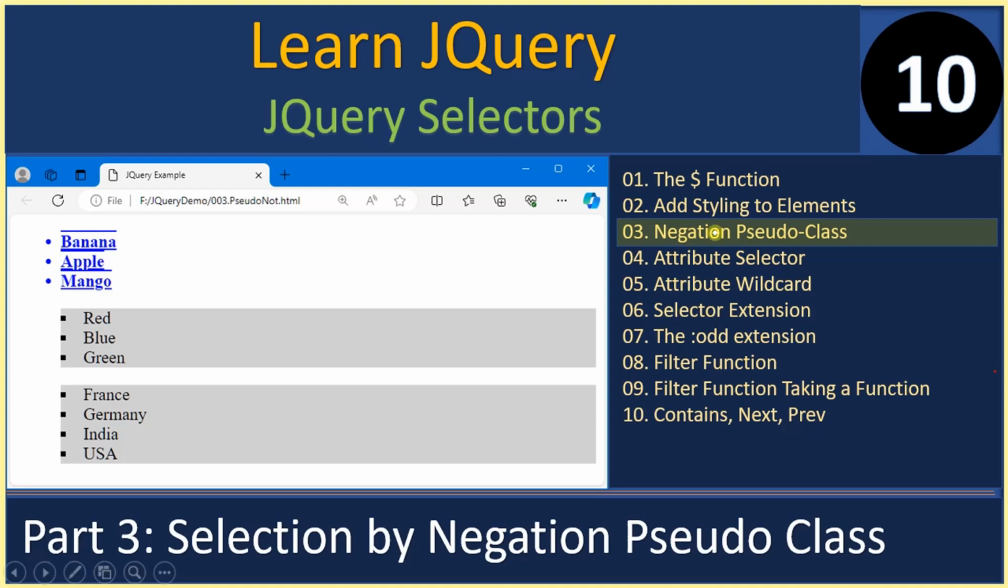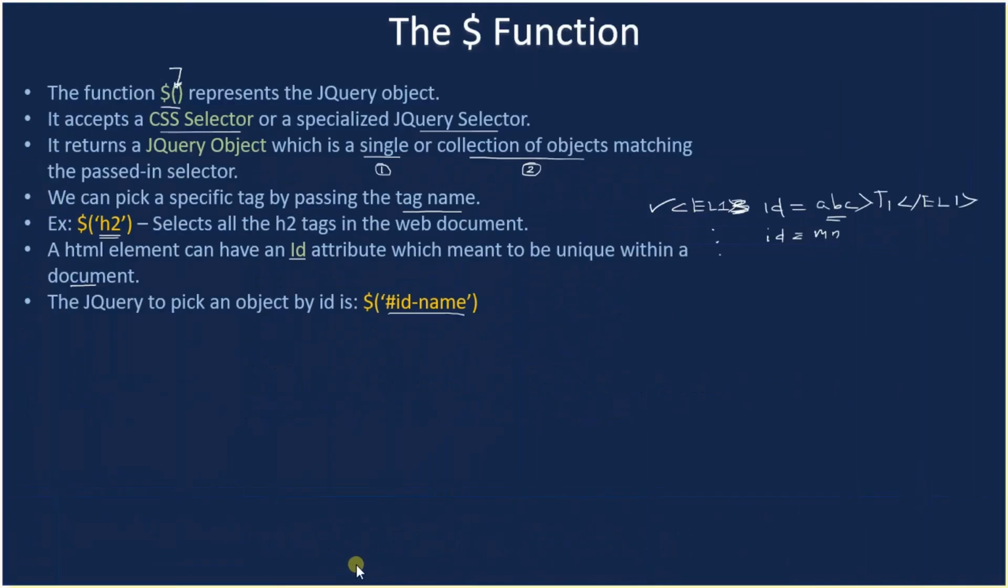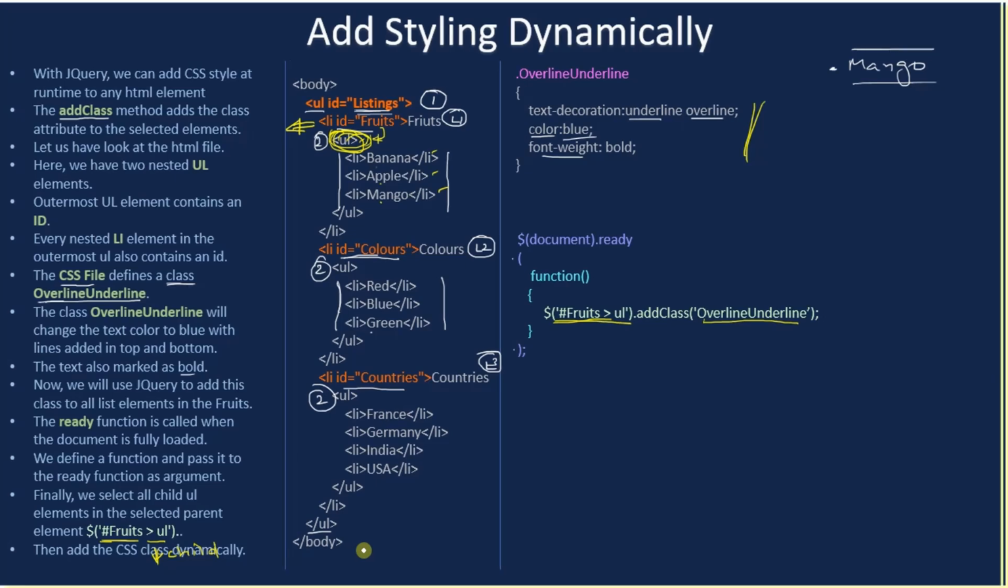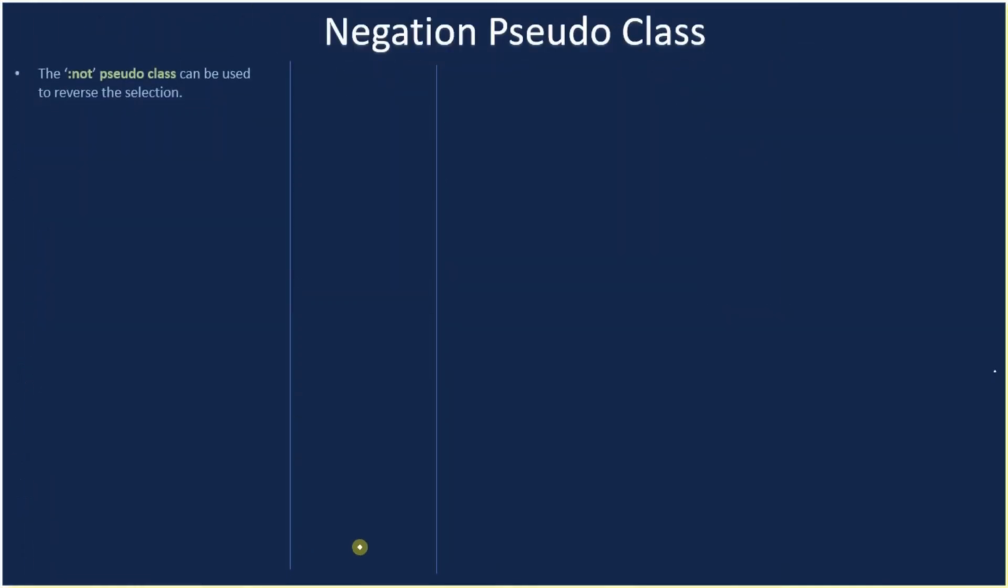In this video, we are going to learn about negation pseudo class. So here we will learn selection by negation pseudo class. The not pseudo class can be used to reverse the selection. So this is what we are going to learn here. Colon not. This will reverse the selection. You will come to know what reversing the selection means as we proceed through this video.